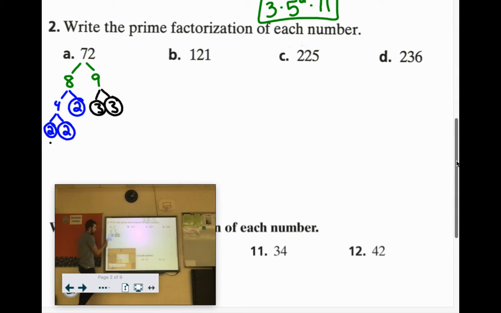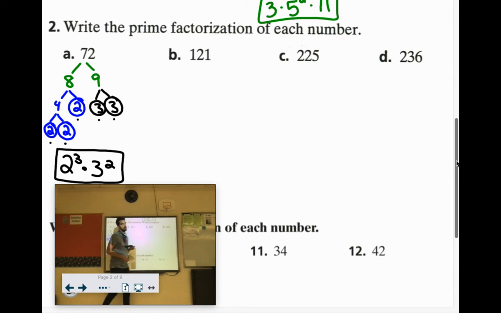We've got 2 to the third power times 3 to the second power. That's how you write it. Now think of what that means. 2 to the third power, 2 times 2 times 2 is 8. 3 to the second power is 9. 8 times 9 is 72. So it should work out to the original number that you started with.